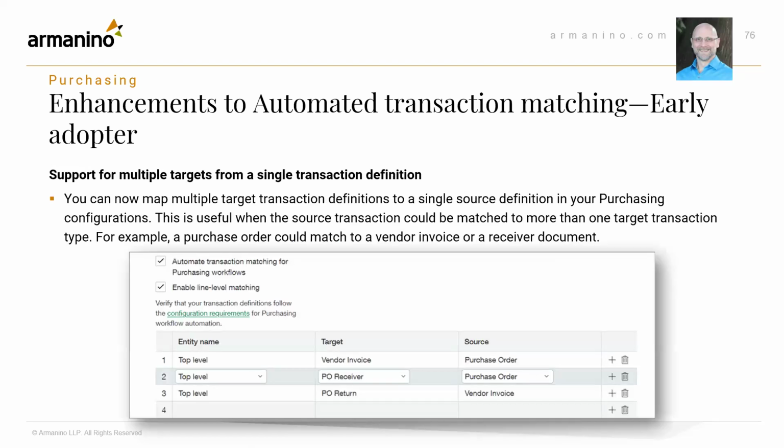Support for multiple targets from a single transaction definition. You can now map multiple target transaction definitions to a single source definition in your purchasing configurations. This is useful when the source transaction could be matched to more than one target transaction type. For example, a purchase order could match to a vendor invoice or a receiver document.